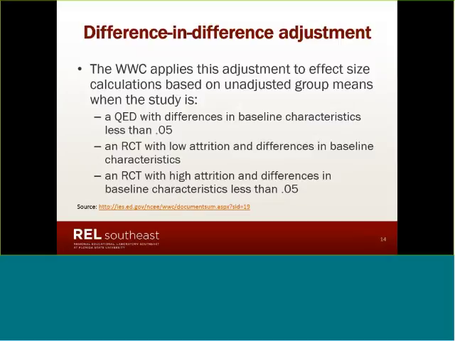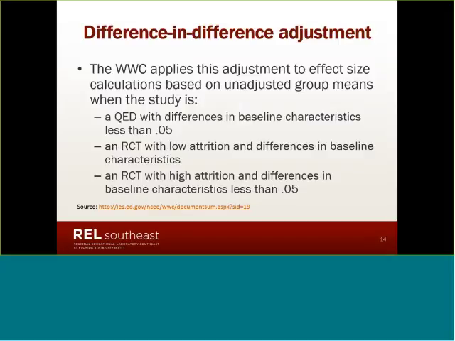A difference in difference adjustment is necessary when baseline differences are not controlled for in an analysis. The WWC applies the difference in difference adjustment to effect size calculations based on unadjusted group means when the study is a QED with differences in baseline characteristics less than 0.05, and the study did not already use a better method to adjust for the pretest differences, such as I mentioned, regression analysis or ANCOVA. An RCT with low attrition and differences in baseline characteristics, regardless of the magnitude of the baseline differences. And also an RCT with high attrition and differences in baseline characteristics less than 0.05.